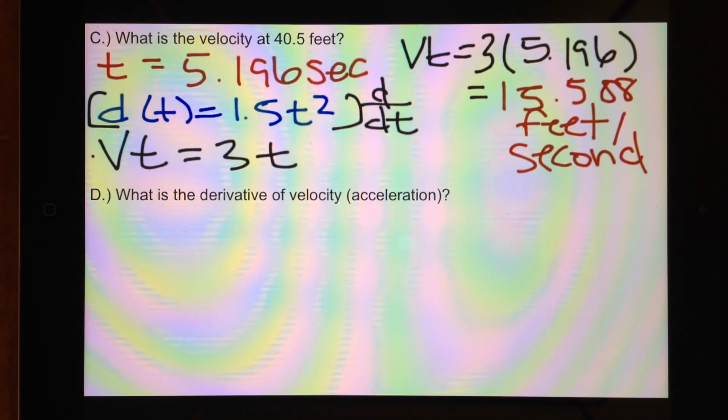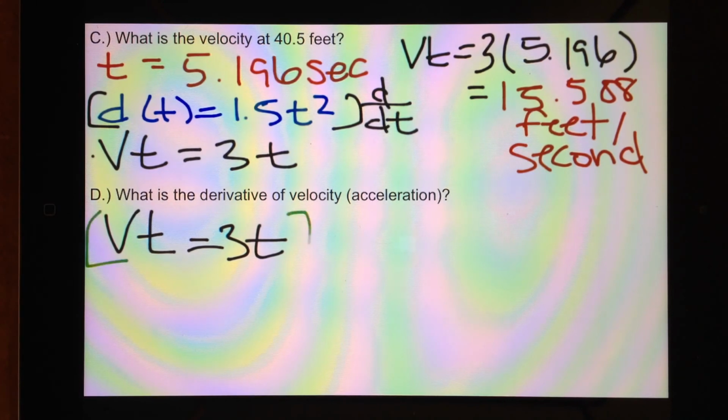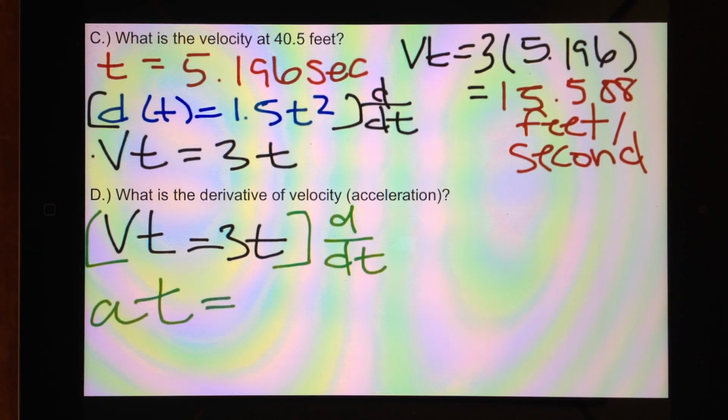Now we know what v of t is equal to. We can find the derivative of velocity as it asks us in D, or the acceleration. So v of t equals 3t, and we take the derivative of that. We can find acceleration, which is simply 3.